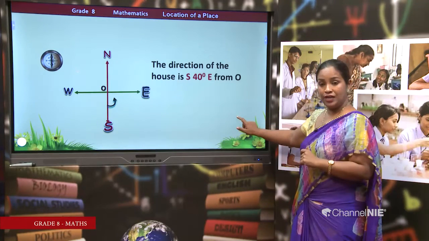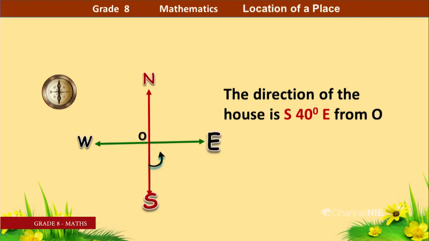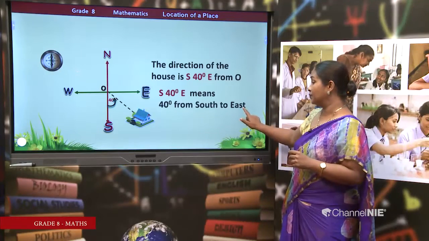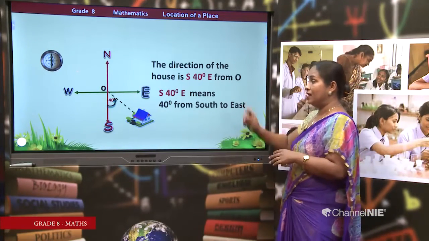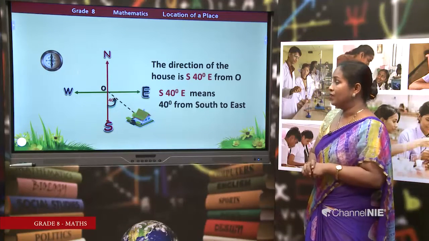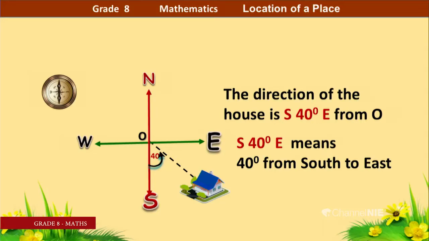So, it is in between south and east. The angle is measured from the south direction, that is 40 degrees, and we draw the line. Here we go. Here is the house. That is the given direction. We sketch and show where it is. Shall we move on? Okay. The meaning of the short form S 40 degrees E is 40 degrees from south to east. You know that.